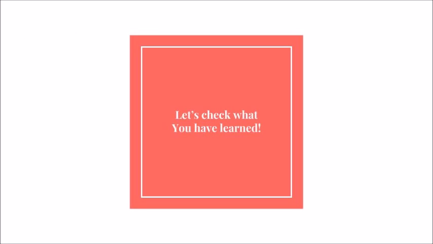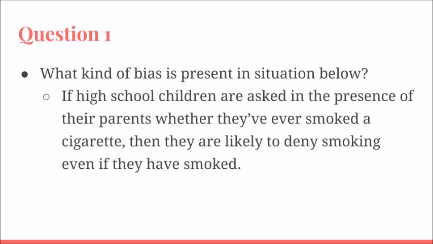Now we have covered all 4 types of bias, so let's check what you have learned. Answer the following questions. Question 1. What kind of bias is present in the situation below? If high school children are asked in the presence of their parents whether they have ever smoked a cigarette, then they are likely to deny smoking even if they have smoked. You can take about 30 seconds to come up with the answer, and you can pause the video if you want.